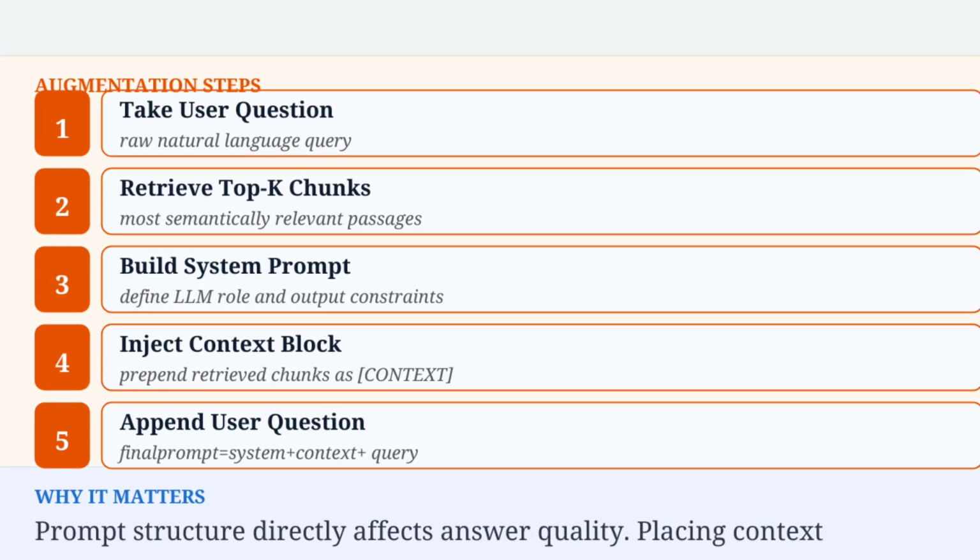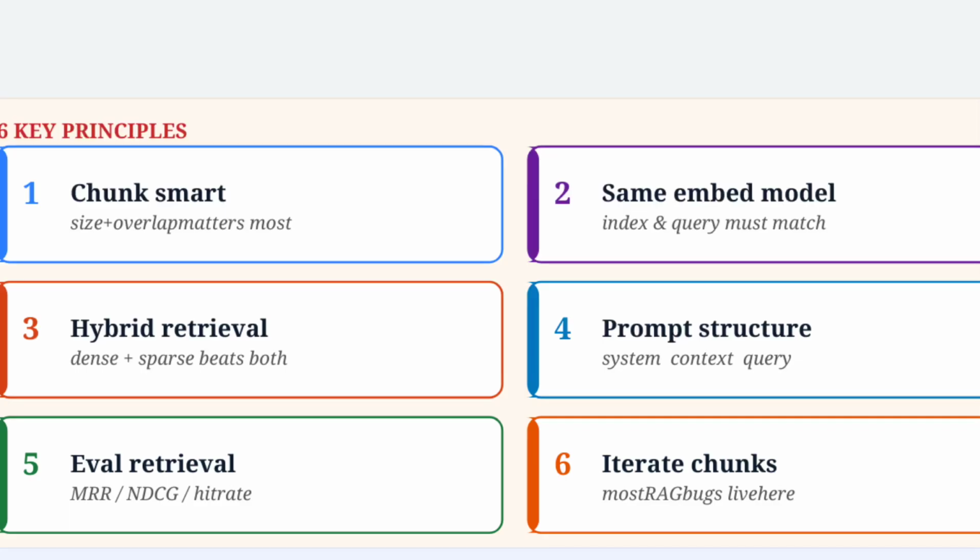So let's learn this properly. Now you know what is actually happening inside each phase. And if your RAG system is underperforming, here is your debugging checklist. First, chunk smart. Size and overlap matter more than anything else. Start with 512 tokens with 128 overlap, then tune. Second, same embedding model on both sides. Indexing and querying, never mix them.